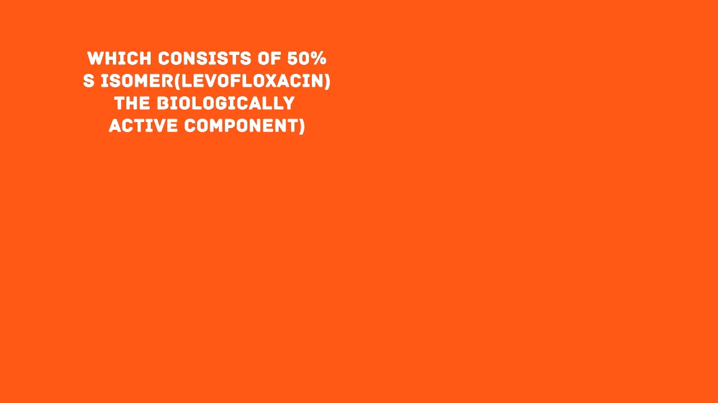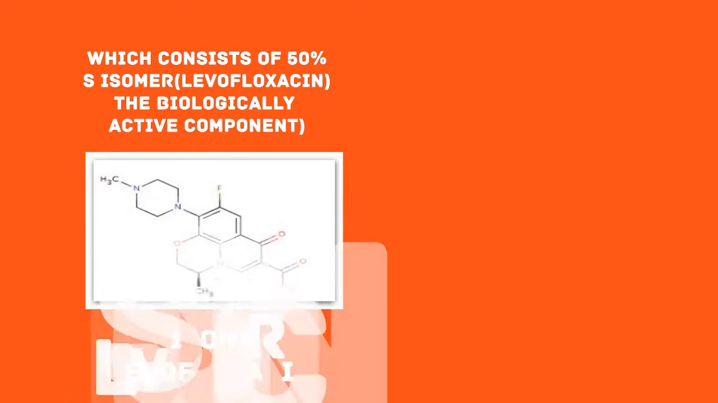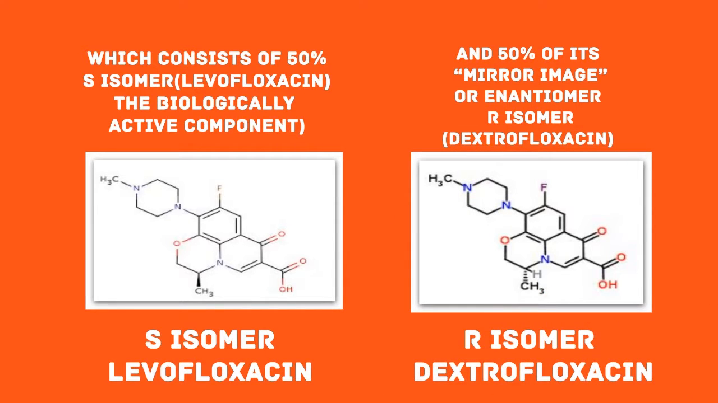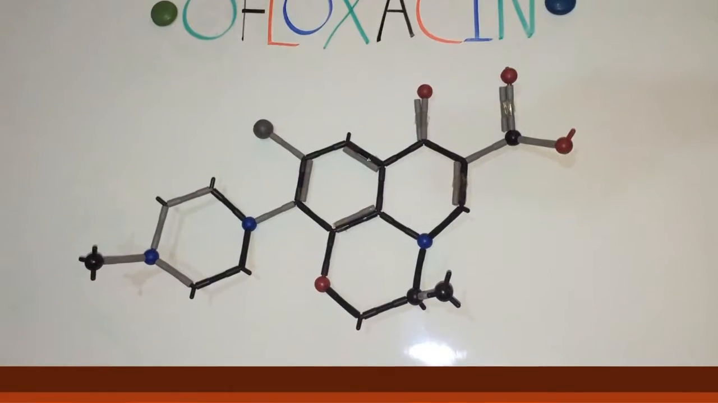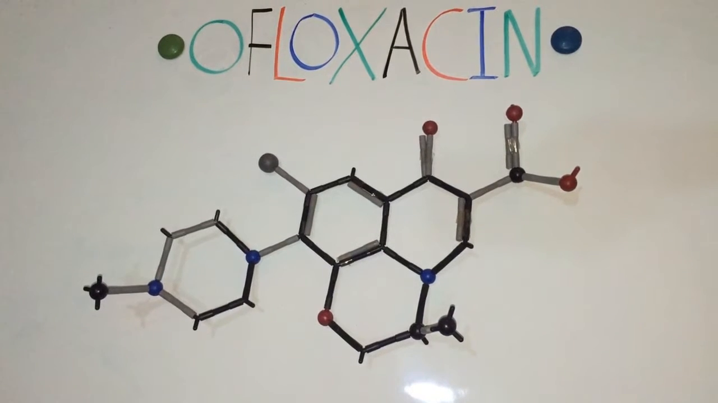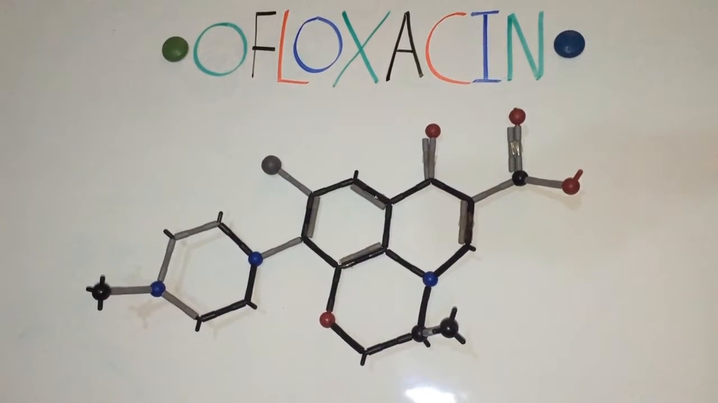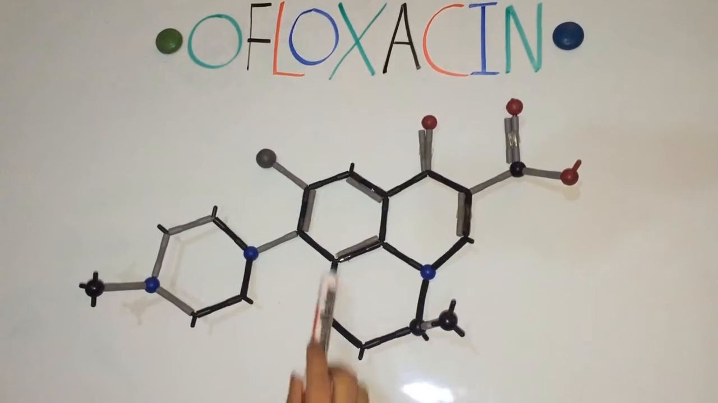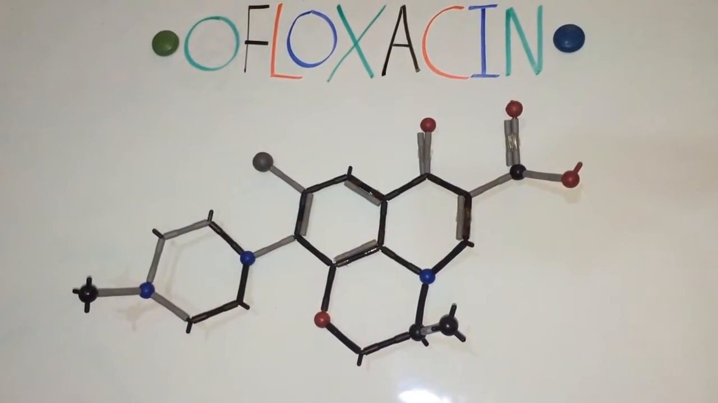Ofloxacin is a racemic mixture, which consists of 50% S isomer, levofloxacin, the biologically active component, and the other 50% is the mirror image or enantiomer, the R isomer, dextrofloxacin. The structure of ofloxacin: in this video, I'm going to explain the structure of ofloxacin. Ofloxacin consists of 18 carbon atoms, 20 hydrogen, 3 nitrogen, 4 oxygen, and 1 fluorine.